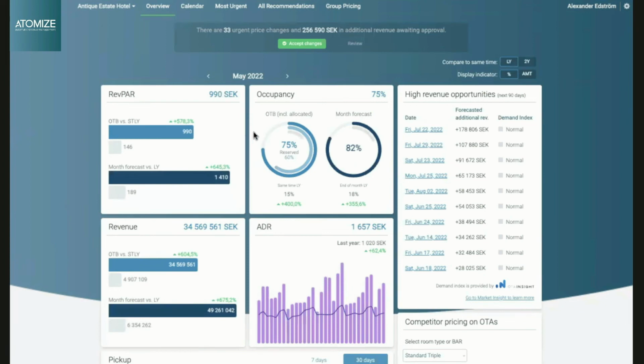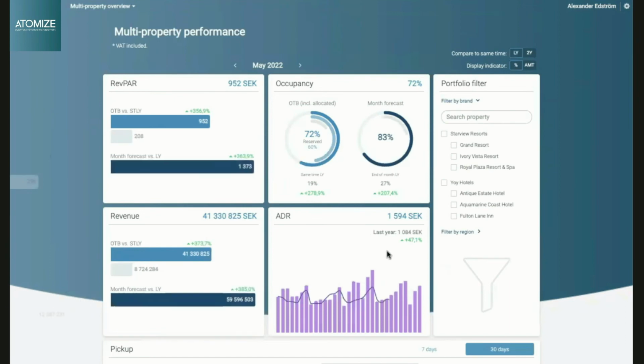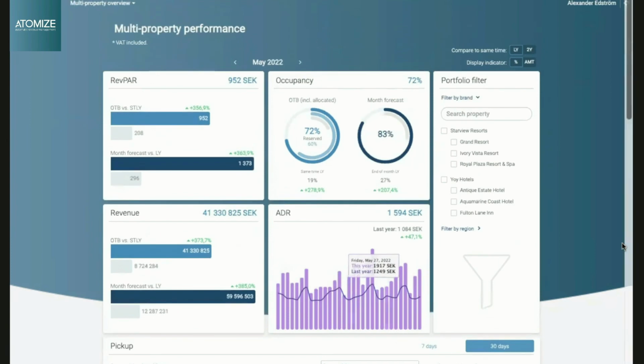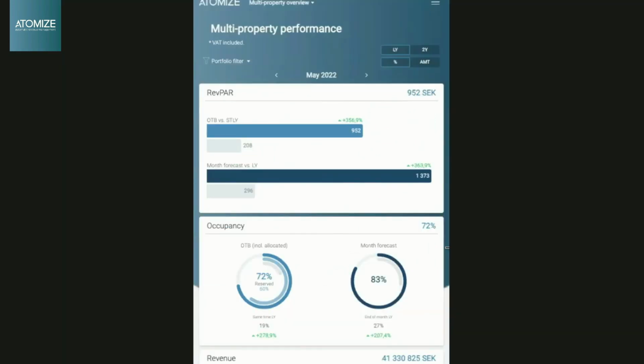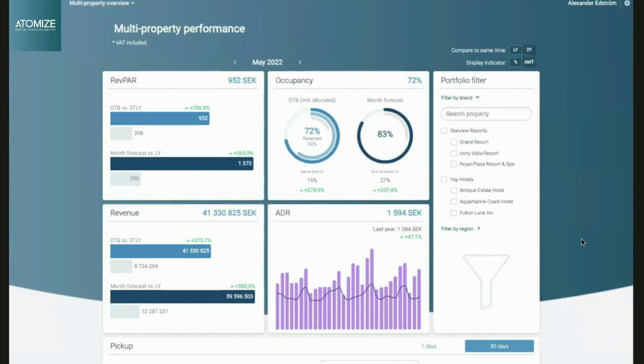So this is a classical dashboard, but we also provide this as multi-property real-time KPIs. That means we are able to provide KPIs for a hotel group, regardless of whether it's 2 hotels or 1,000 hotels, and you get the KPIs in real time. The cool thing is that you can even get this on your mobile phone, even if you're a core with thousands of hotels.